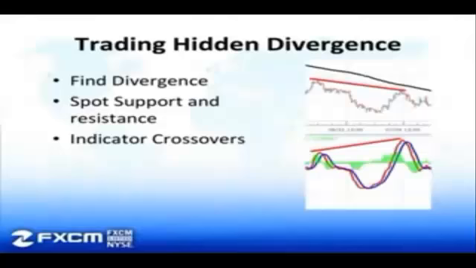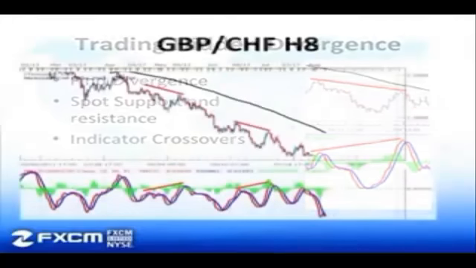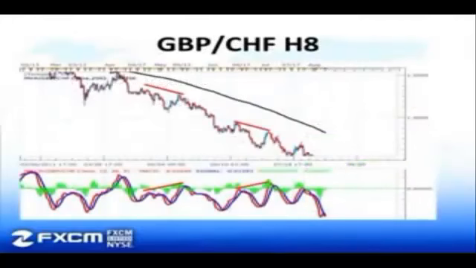Now, last but not least, we have the pound Swiss. This is going to be another example of just Swiss domination on the graph. Guess what? Here we have several charts on hidden divergence. I like to use the 8-hour. People say, Walker, you trade the 1 minute chart, you trade the 5 minute chart. What about something a little longer term?